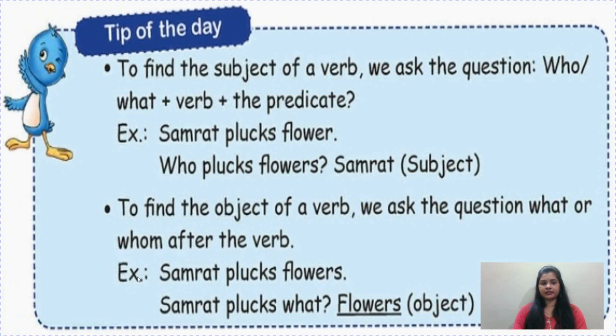Now let's see what is the tip of the day. To find the subject of a verb, we ask the question who or what, then verb and then predicate. Like Samrat plucked flowers. Whom are we talking about? Samrat. So it is the subject. Who plucks flowers? Samrat. Plucks is again the verb and flowers is the receiver. So it is the object. To find the object of a verb, we ask the question what or whom after the verb, not how. Samrat plucks flowers. Plucks what? Flowers is the object.